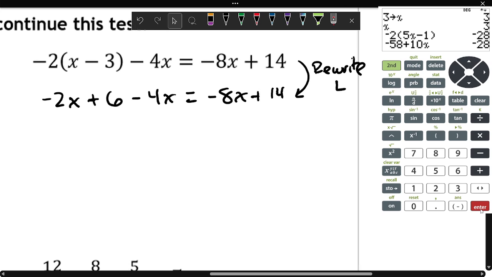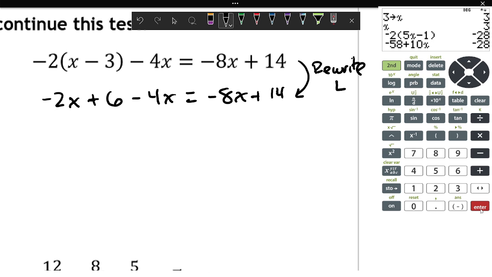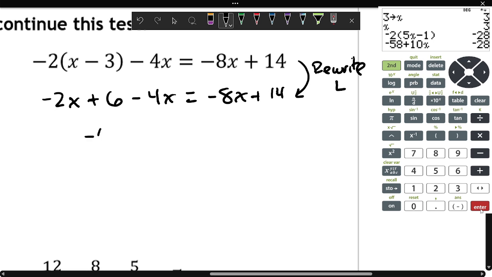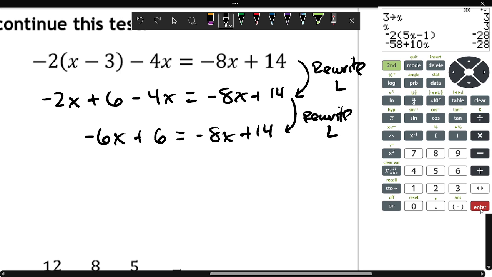Next, what are we going to do? I'm going to do a rewrite on the left-hand side again. So I've got negative 2x and negative 4x, which would be negative 6x, plus 6 is negative 8x plus 14. And again, that is another rewrite of the left-hand side only.